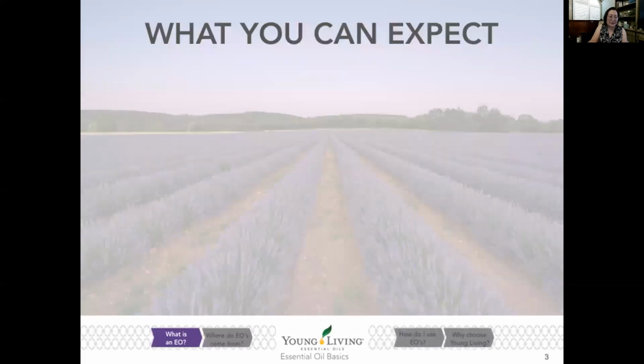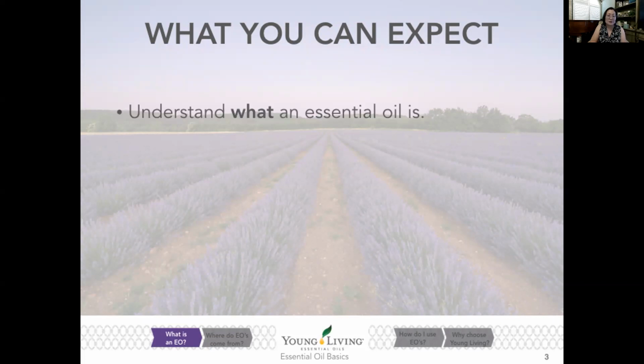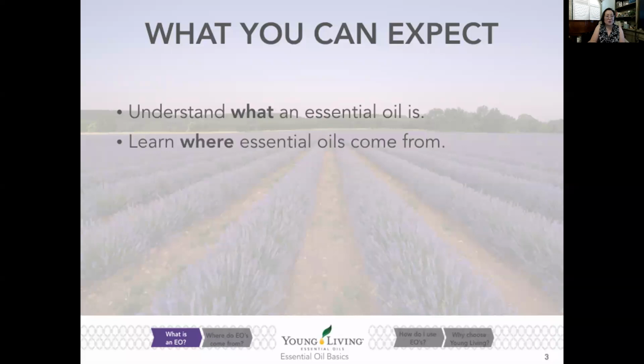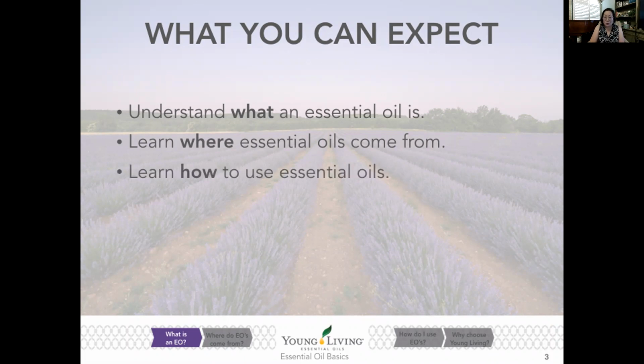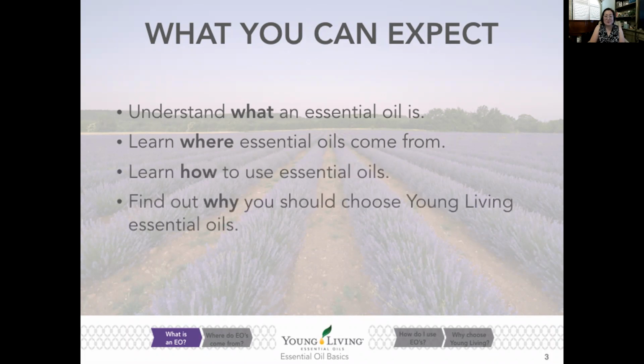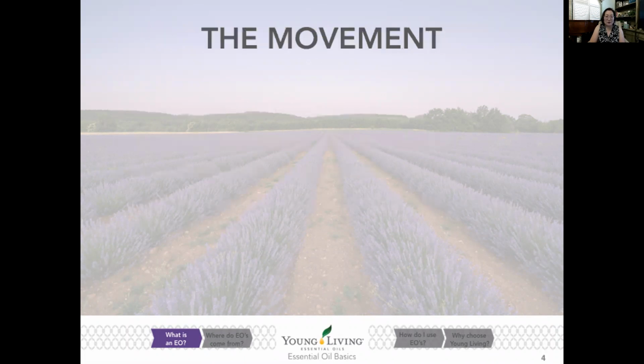Let's get started. What you can expect from this class: we're going to understand what an essential oil is. We're going to figure out their usage. We're going to learn where essential oils come from and why Young Living essential oils stand out from all the rest. That's important to know because we have a standard that is far and above the best in the world. So we have something that no one else can offer.